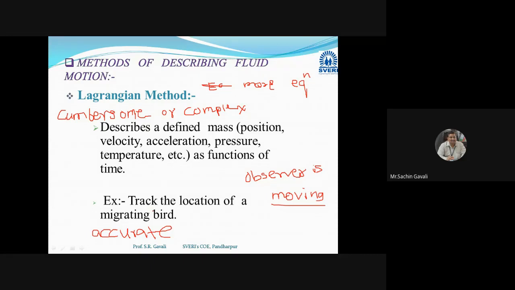So, for example, if we are tracking a group of birds, or a migrating bird, we are also running with that particular bird. Then we have to move, and definitely the equations will be complicated, and therefore this method is not used frequently in fluid mechanics study. Now the next method.